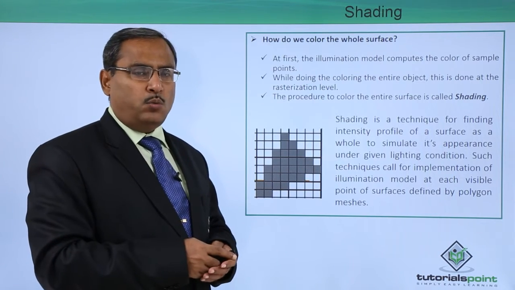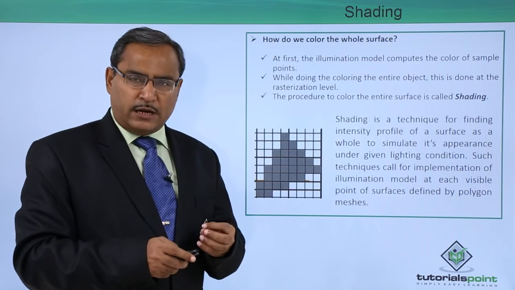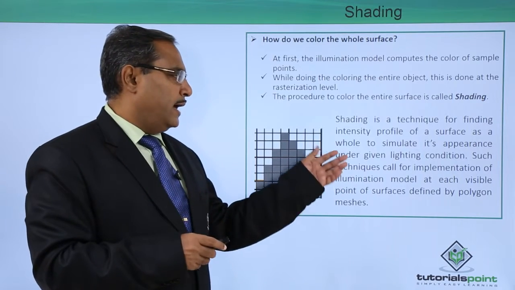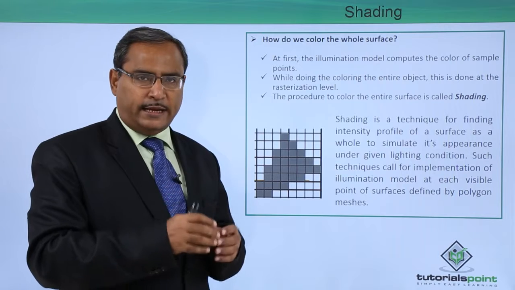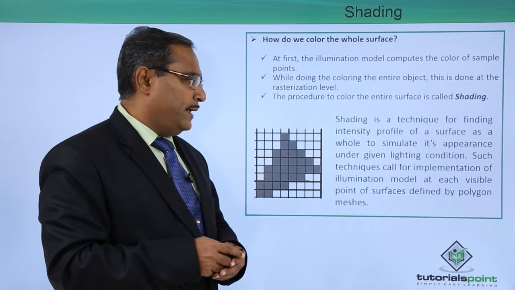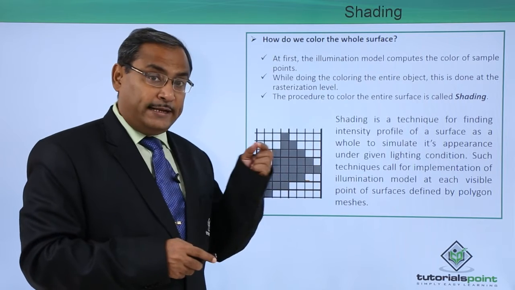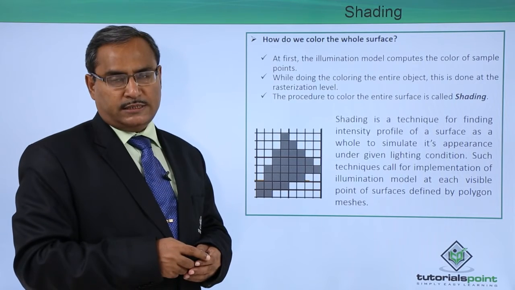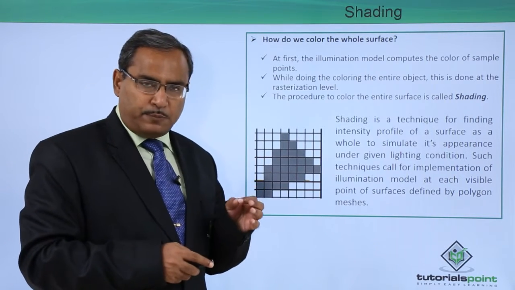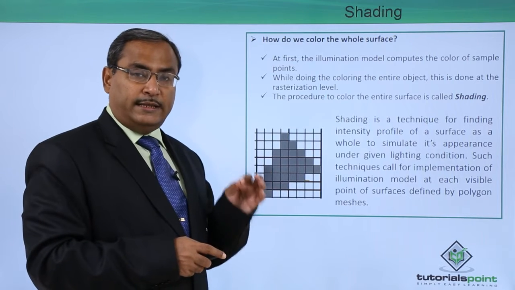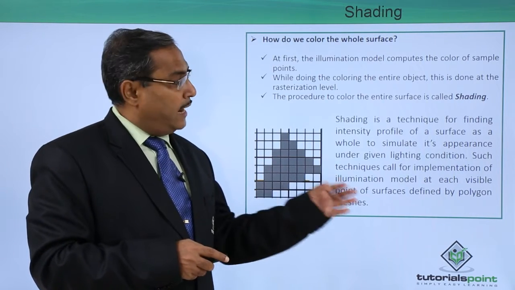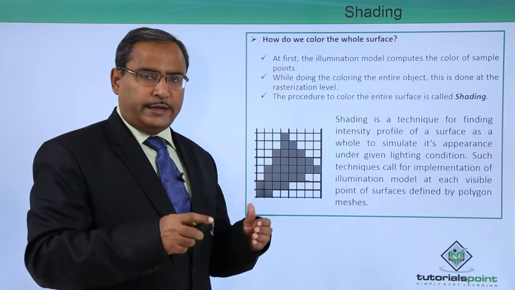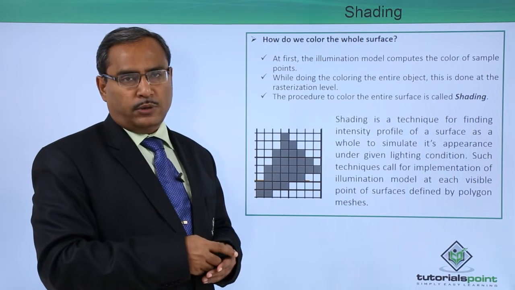So shading is nothing but one technique with the help of which we can find out the intensity profile of a surface as a whole to simulate the appearance under given lighting conditions. Such techniques call for implementation of the illumination model at each visible point on the surface of the object defined by the polygon meshes. So here you will be finding some visible points on the surface of the object, and there we will be finding out their illumination model, and from there the technique or procedure will be executed to get the coloring on the surface of the object using the technique known as shading.